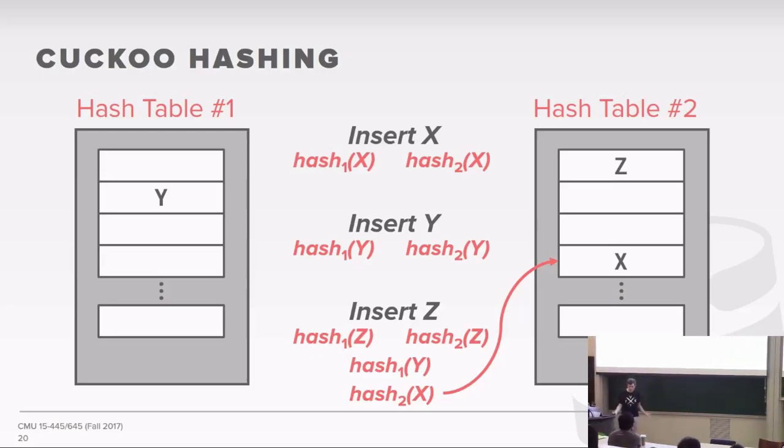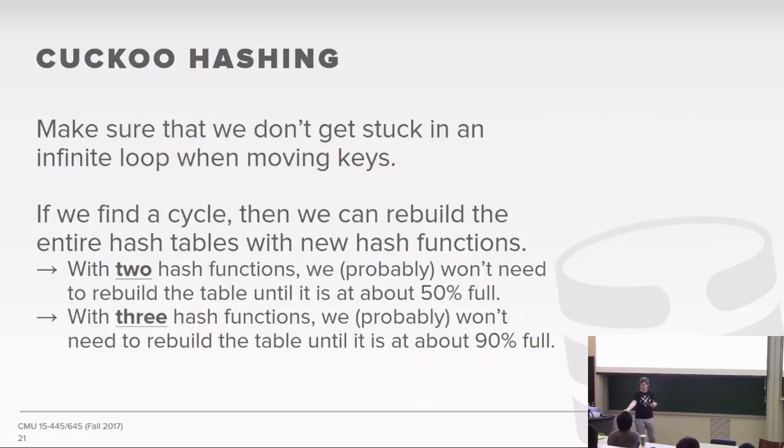Right? So the thing we have to be mindful of is exactly the scenario that you're talking about, that if you basically hash everything and you realize that, oh, I'm back where I started. This is the thing I actually tried to insert the first time, right? Then you know you're stuck in an infinite loop. So when this happens, you end up having to basically just rebuild the entire table. You double the size of the hash table and you rebuild it.